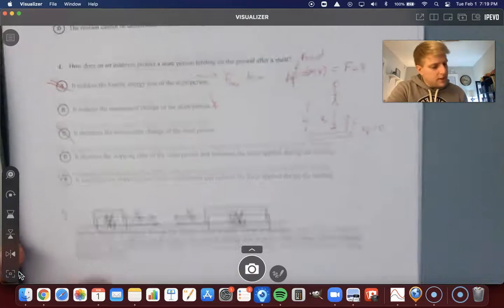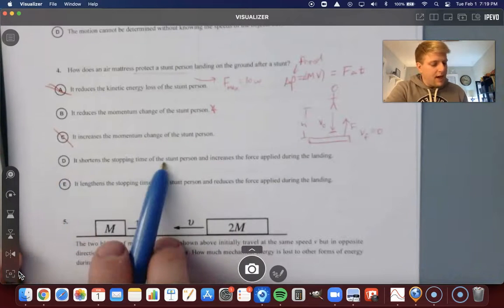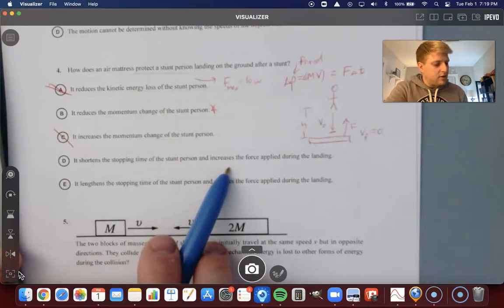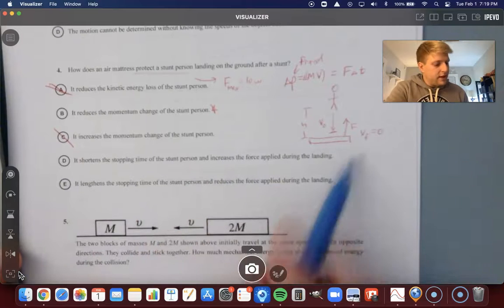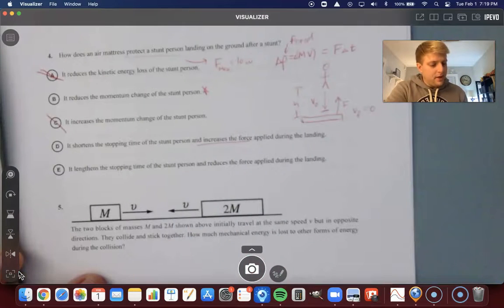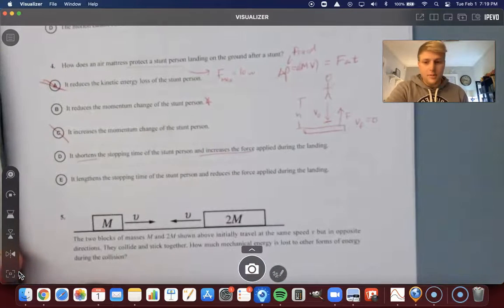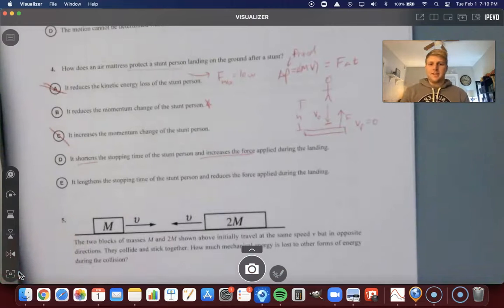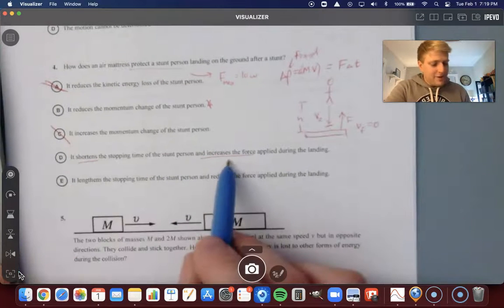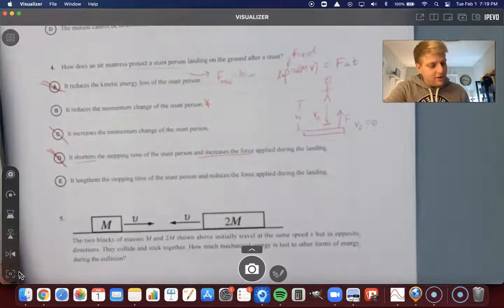Let's look at the other ones. D says it shortens the stopping time of the stunt person and increases the force applied during the landing. Now, increasing the force sounds really bad. Shortening the stopping time is sort of the opposite of what we want. We spoke about this in class. When you see people do parkour, or even I know some of you have been rock climbing or bouldering, when you hit the ground, you want to roll or lengthen the amount of time. This was why the underdog was such a powerful thing. So we don't want to increase the force. That's another good elimination. So we've got 2 left.